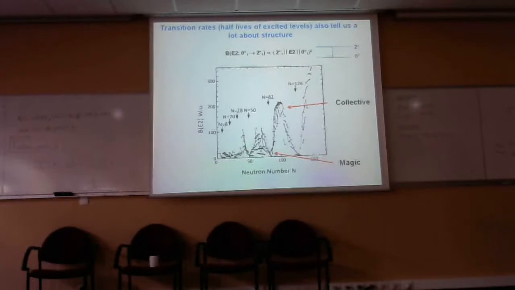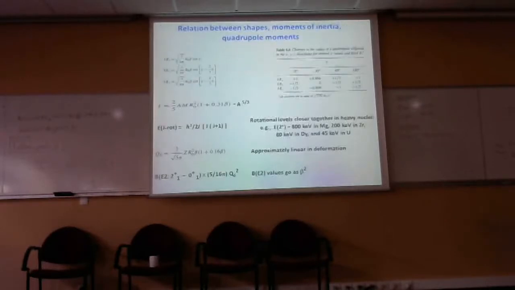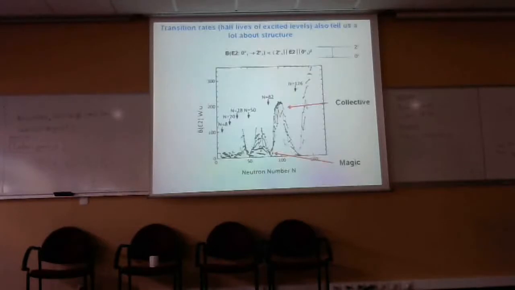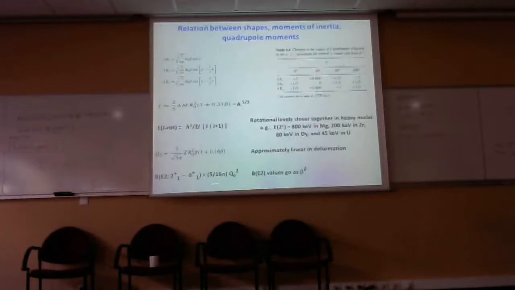But first, I want to look at these BE2 values experimentally for a moment. You've seen this plot already. They're very, very small for magic nuclei. They're very big for collective deformed nuclei between magic numbers near mid-shell. From these values, using this equation and this equation, we can actually experimentally extract beta.